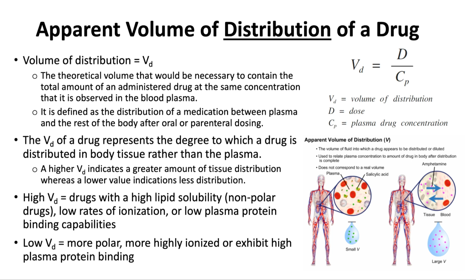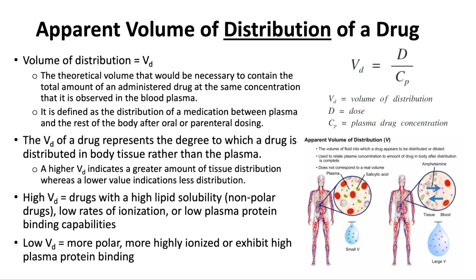So let's take a step back. The volume of distribution, VD, is a theoretical volume, and it's the volume that would be necessary to contain the total amount of administered drug at the same concentration that it's observed in body plasma. It's defined as the distribution of a medication between the plasma and the rest of the body after it's dosed. Remember, for a drug to do anything, it has to leave the blood or the plasma. It has to get into tissues.